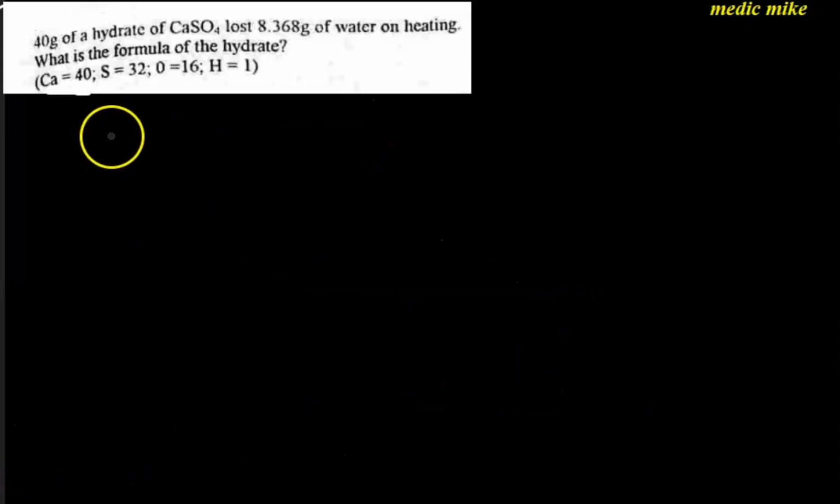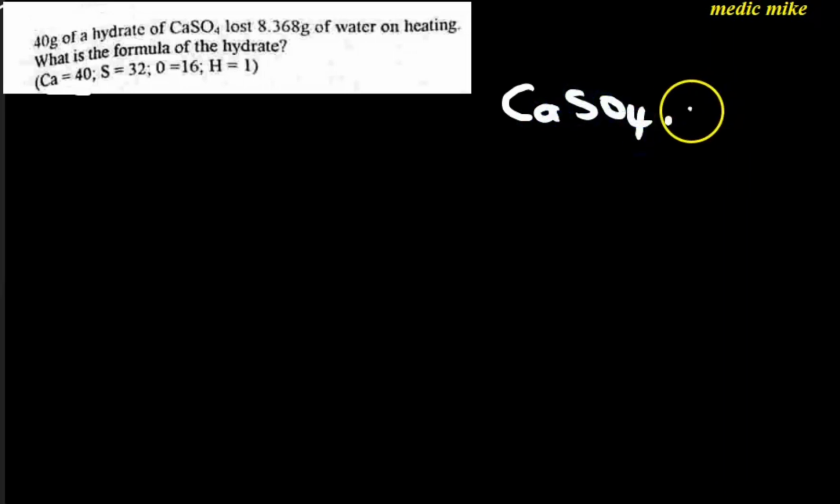40 grams of a hydrate of calcium sulfate lost 8.368 grams of water on heating. What is the formula of the hydrate? This is the same thing as saying, what is the number of molecules of water of crystallization. What do I mean? This compound in a hydrated form will be CaSO4.XH2O. So this is the X we are looking for. Same thing as the previous question, but this one we are not given the molar mass, so we have to calculate the molar mass by ourselves.